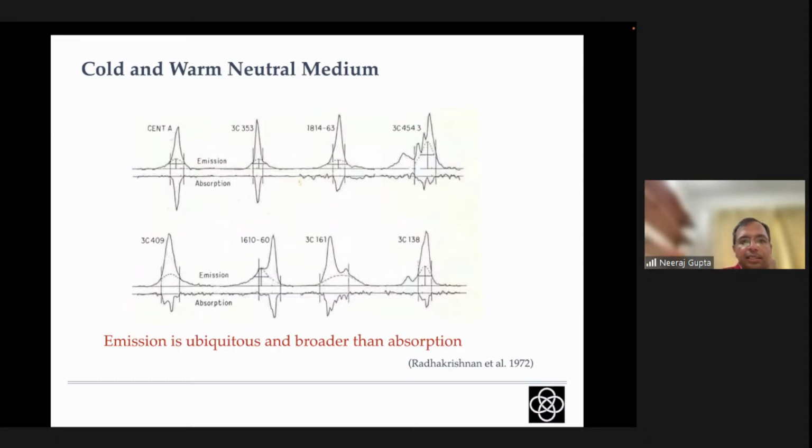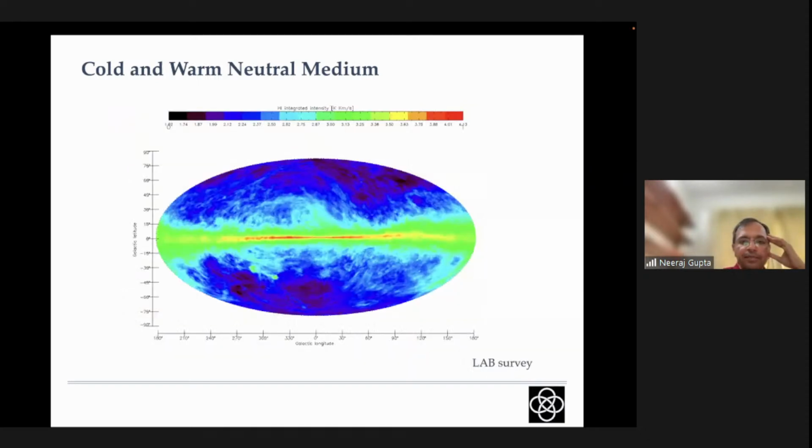It is anticipated that such a two-phase medium exists in other galaxies also. After lunch, we have a lecture in which we will look at the physical properties of this two-phase medium in a little more detail, and also at what we have learned about neutral hydrogen in external galaxies.